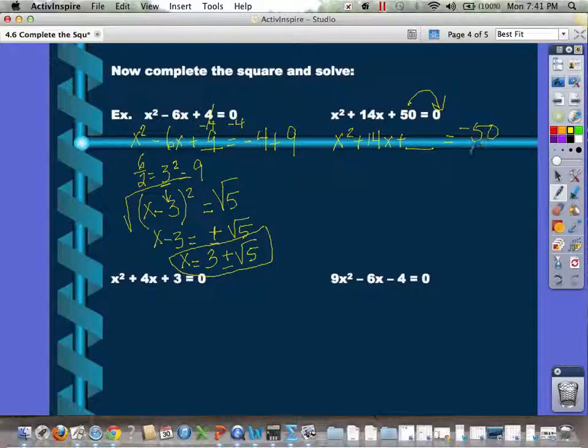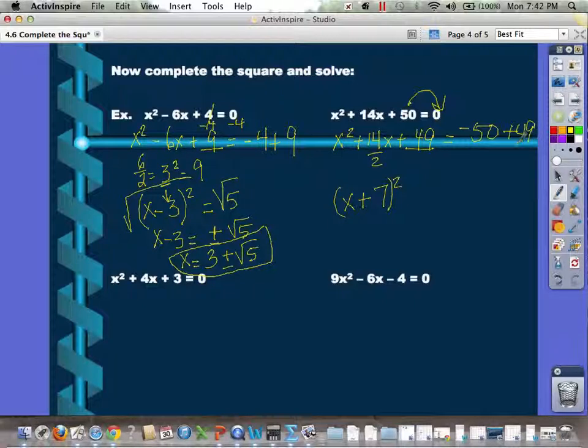Okay? All right, so the next step is going to be take the middle term divided by 2 and then square that. So 14 divided by 2 is going to be 7. And I'm already going to build my problem down here because I know that's what's going to go in the parentheses. All right, 14 divided by 2 is 7. 7 squared, don't forget that part, is 49. And you add that to both sides.